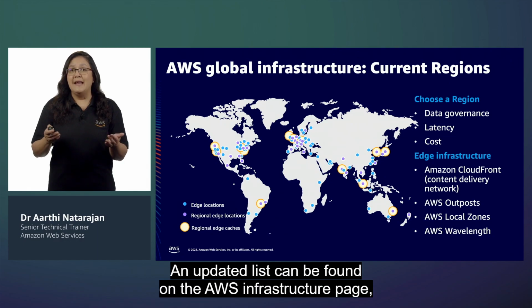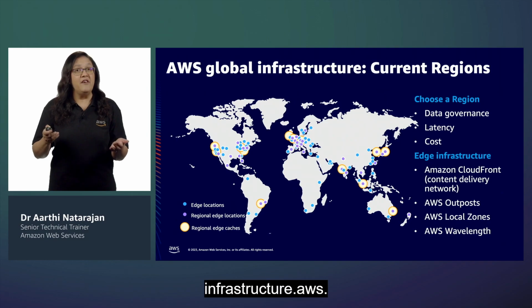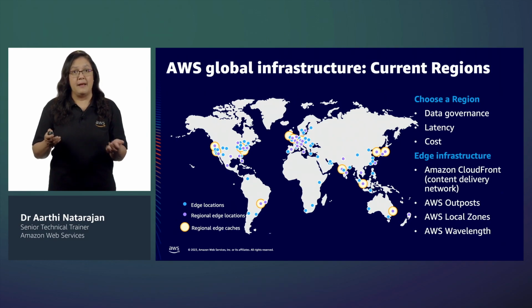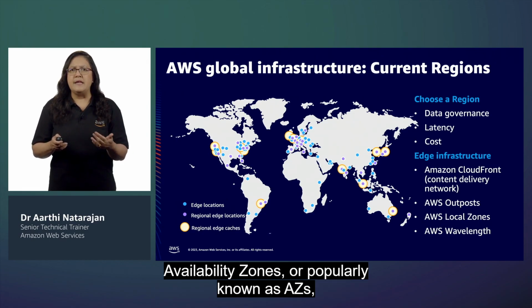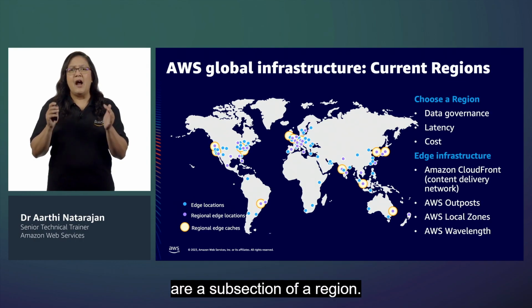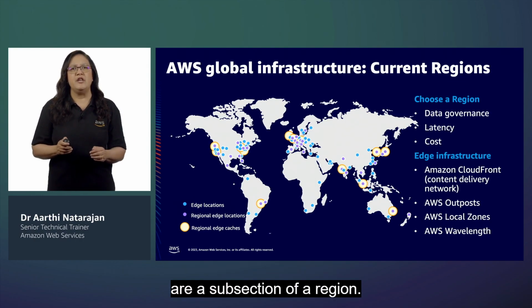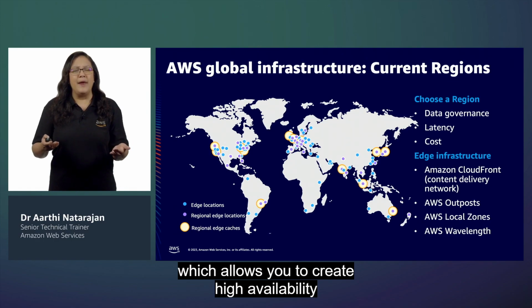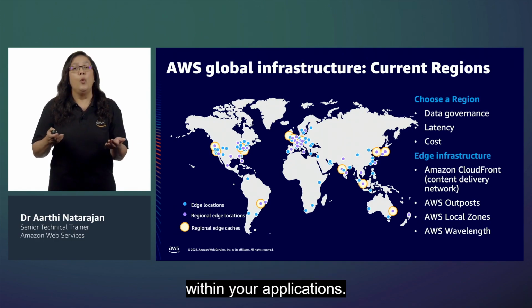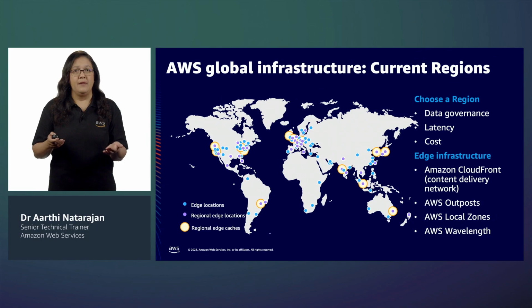An updated list can be found on the AWS infrastructure page, infrastructure.aws. Next, we have availability zones. Availability zones, or popularly known as AZs, are a subsection of a region. An AZ is a fault-isolated domain which allows you to create high availability within your applications.